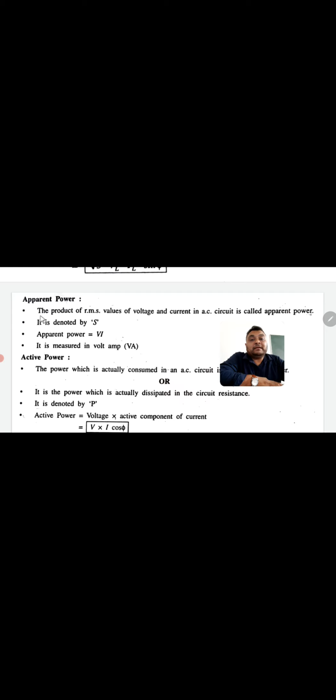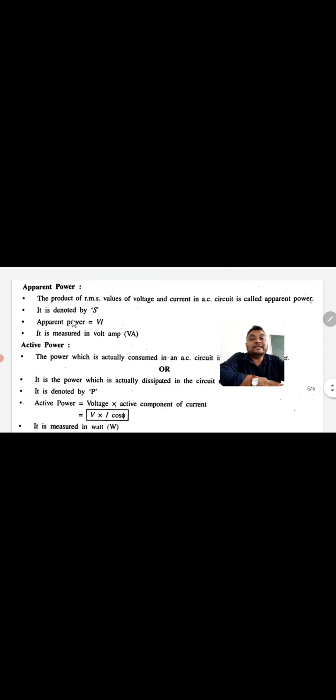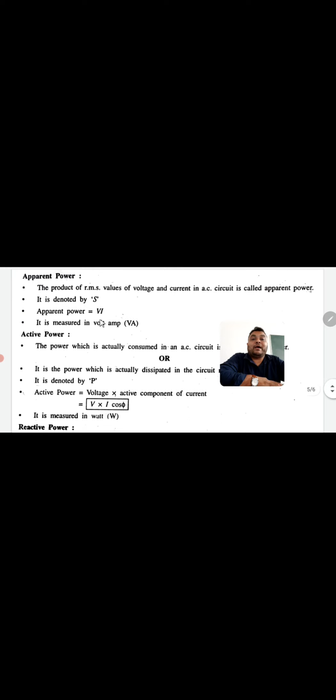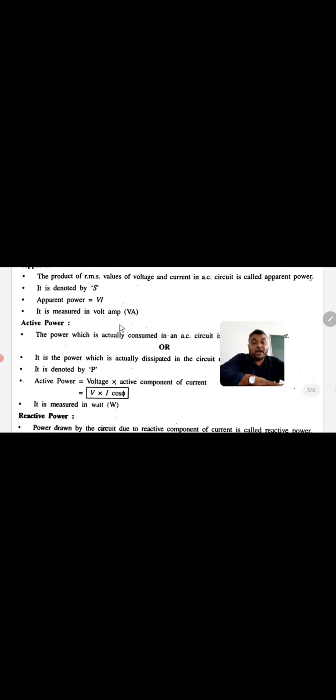Apparent power, the product of the RMS value of voltage and current in an AC circuit, is called apparent power, and it is denoted by S. Active power is denoted by P, reactive power is denoted by Q, and apparent power is denoted by S. Apparent power is the combination of voltage and current, and it is measured in volt ampere, VA. Students, kindly remember all these notations.